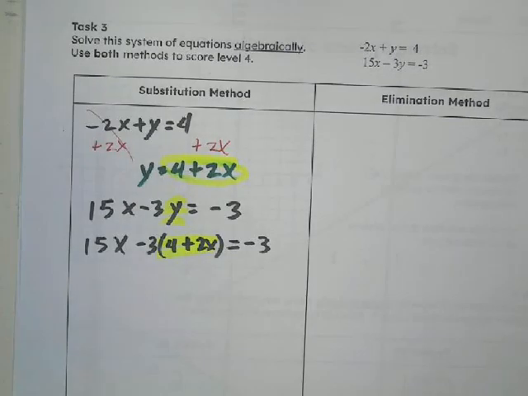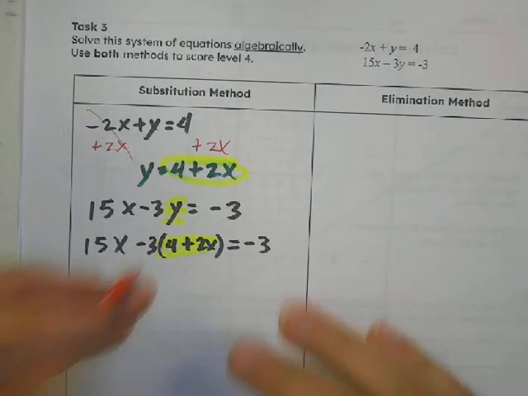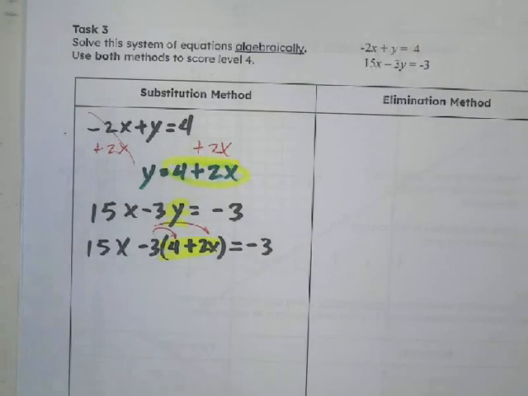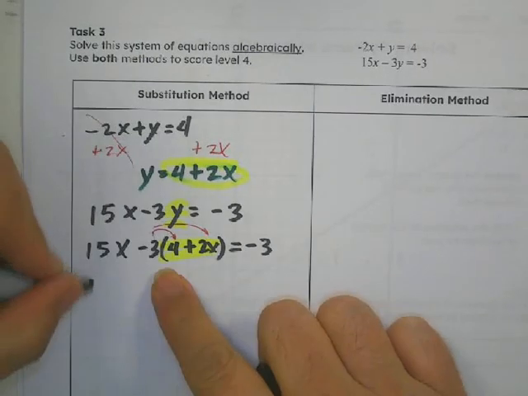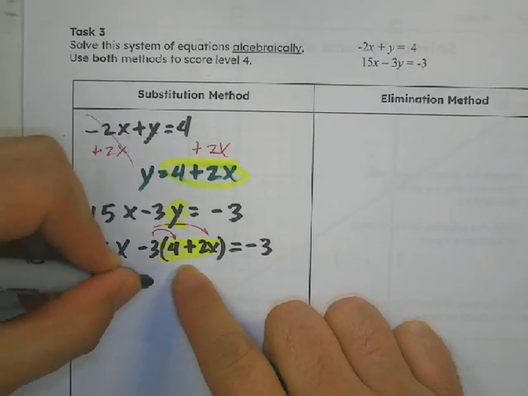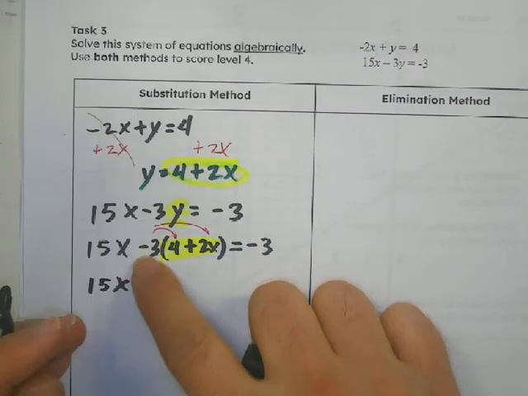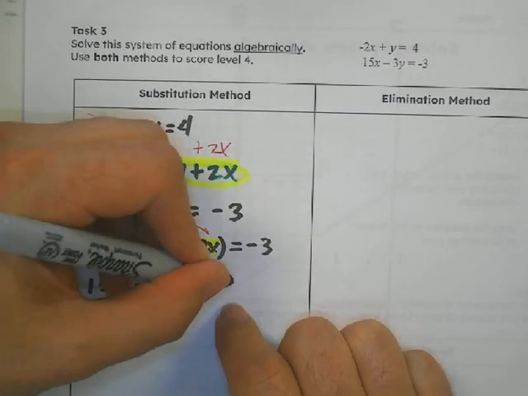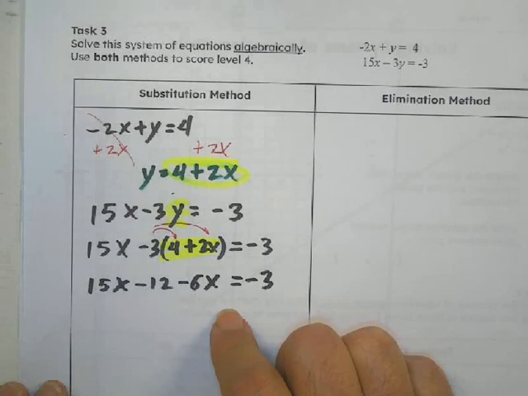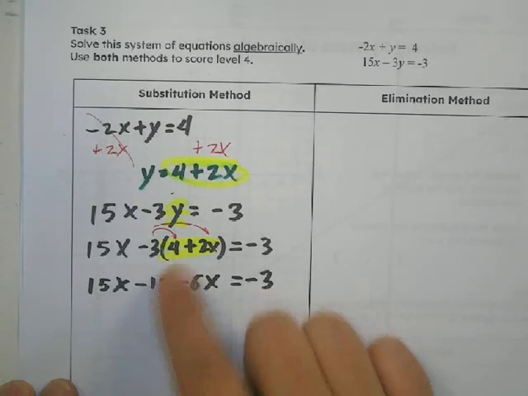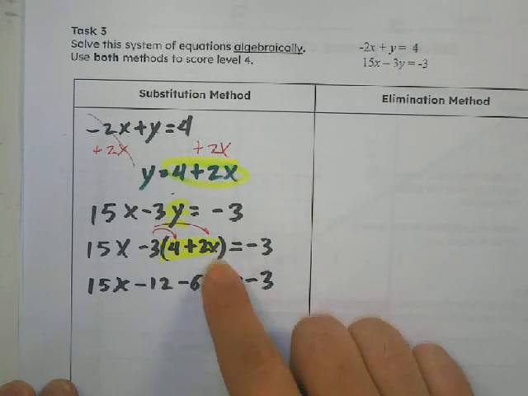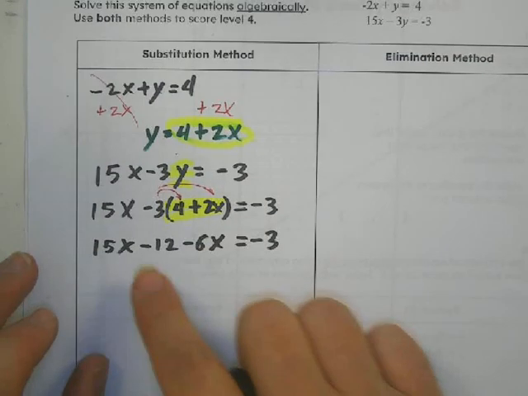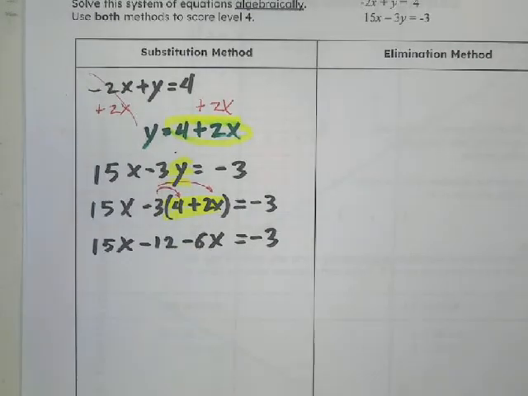Okay, and so now I can do distributive property with that negative 3, and I'm going to get 15x minus 12, and then negative 3 times 2x is going to give me minus 6x. So I just did distributive property. Negative 3 times 4 gives me that. Negative 3 times 2x gives me that. Hit pause, rewind, play it again if you need to think about this some more.